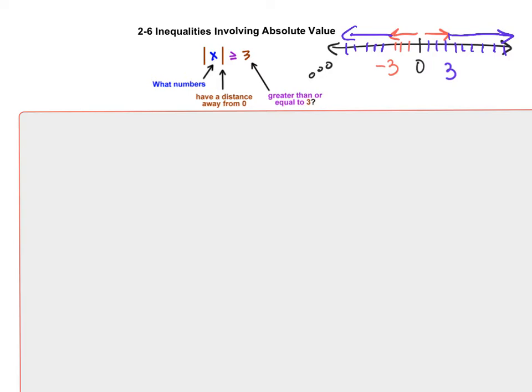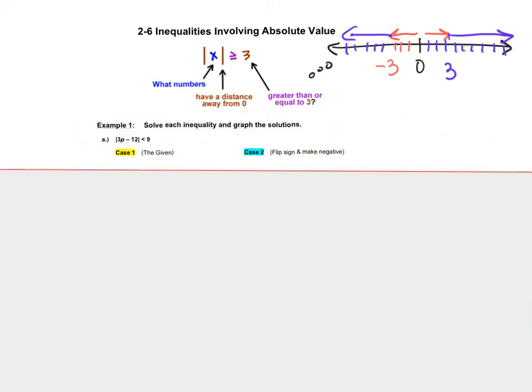So because it says "or equal to," we know that 3 and -3 are equal to 3 units away from 0. But also, as you move further away outward, all of these numbers that we're looking at here are more than 3 units away from 0.